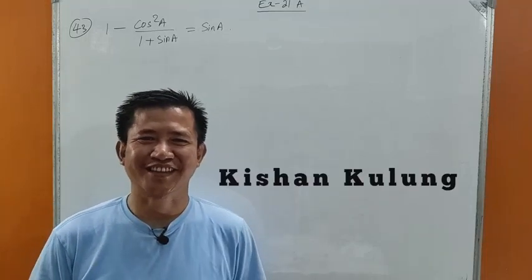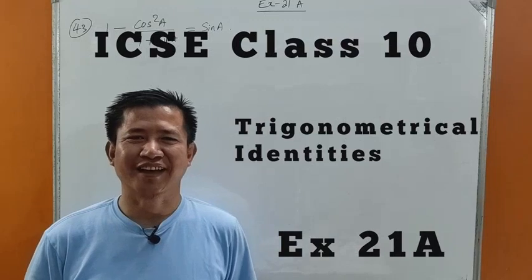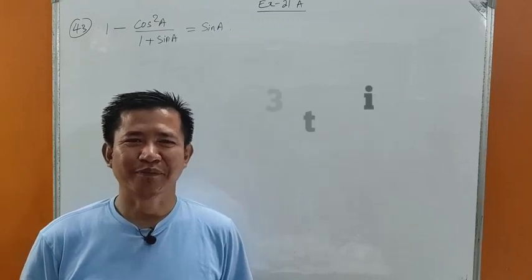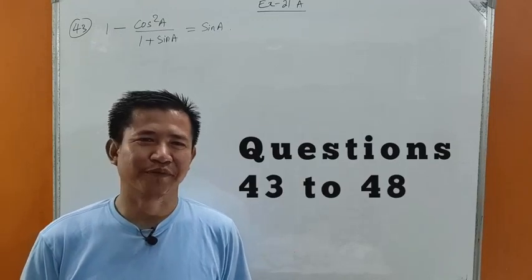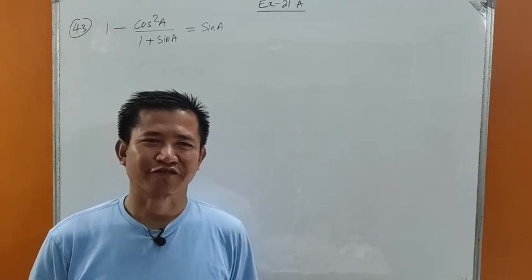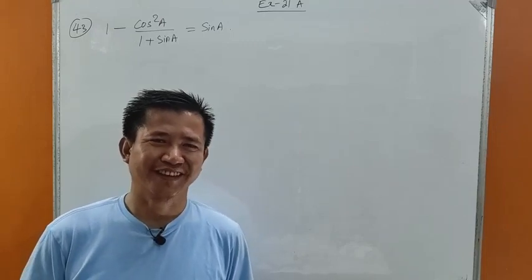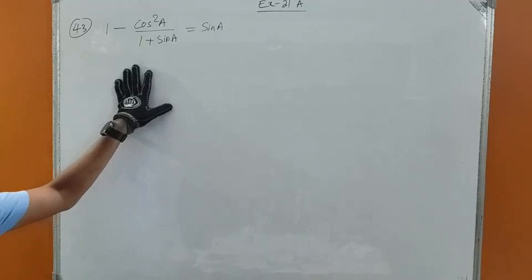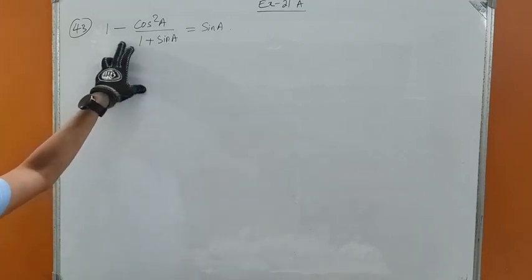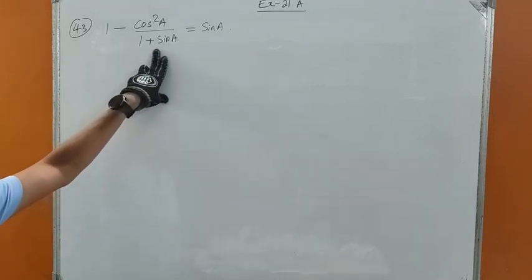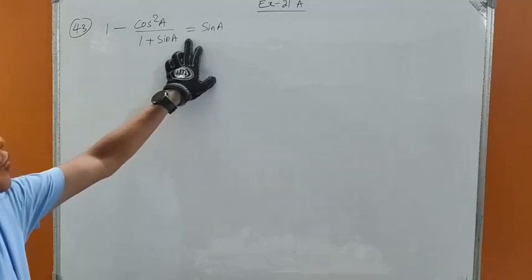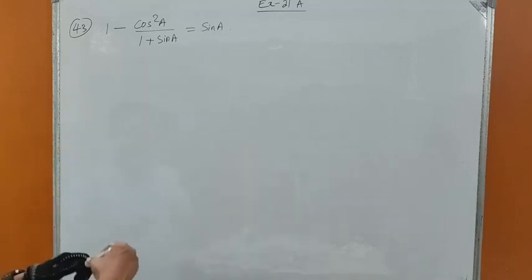We are doing exercise 21 A, prove trigonometrical identities, isn't it? We have completed till question number 42 in our previous videos. Now we'll start from question number 43 onward. Okay, so let's begin. So this is question number 43. We have (1 minus cos square A) upon (1 plus sin A) in the left hand side, and we are asked to prove this equals sin A. So let's do this.